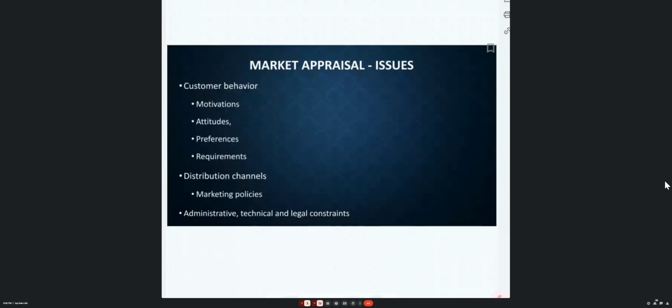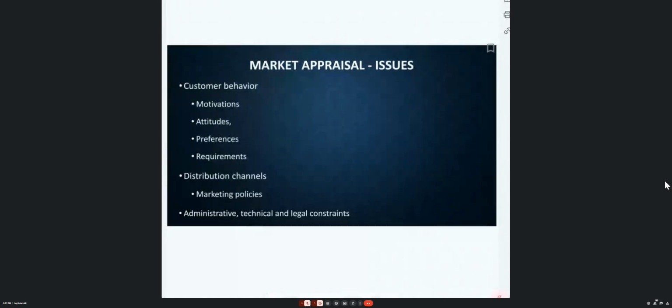Then the other thing that we can look at is the distribution channels, which can be affected by market policies. This would be how you would distribute your products and where you can distribute them. I'm sure, for example, you've seen some products that are for the African market, products that are for the European market, products that are for the Americas market. All those are influenced by the market policies in those areas.